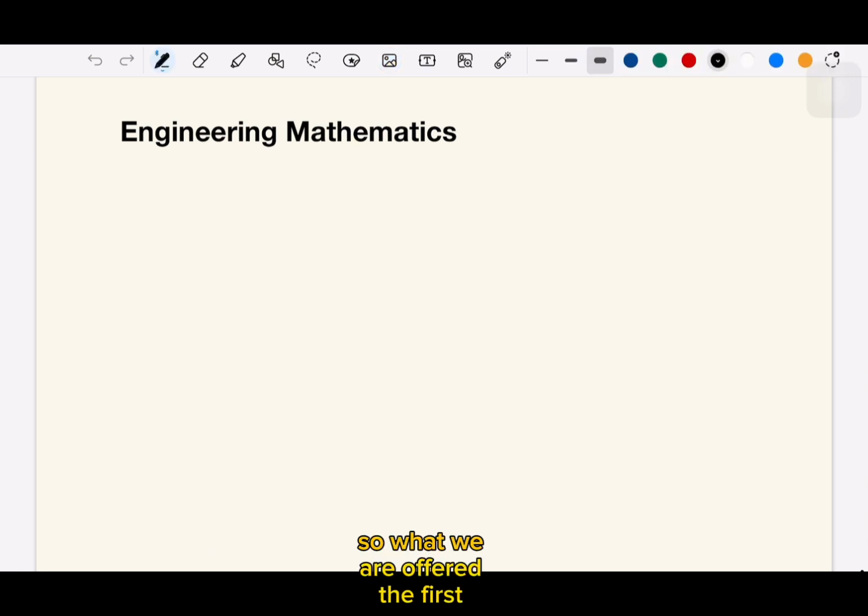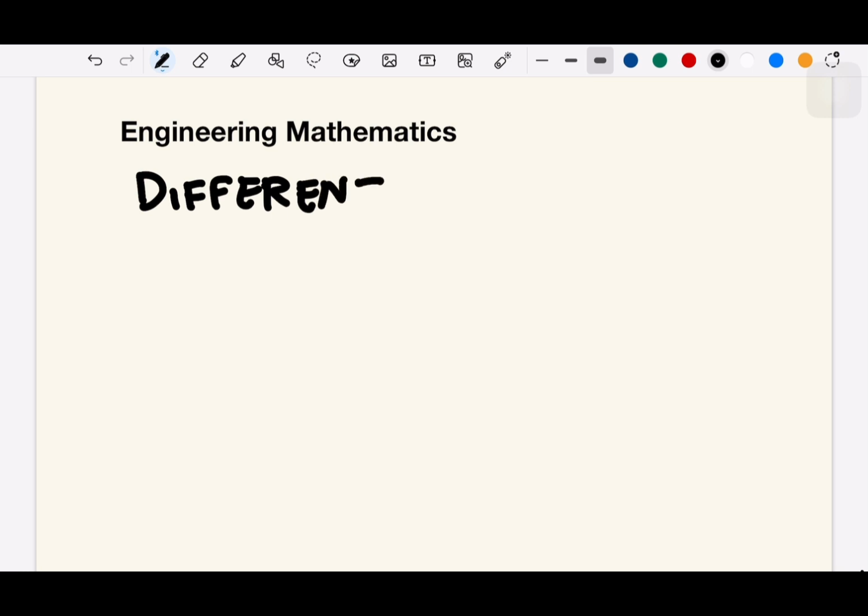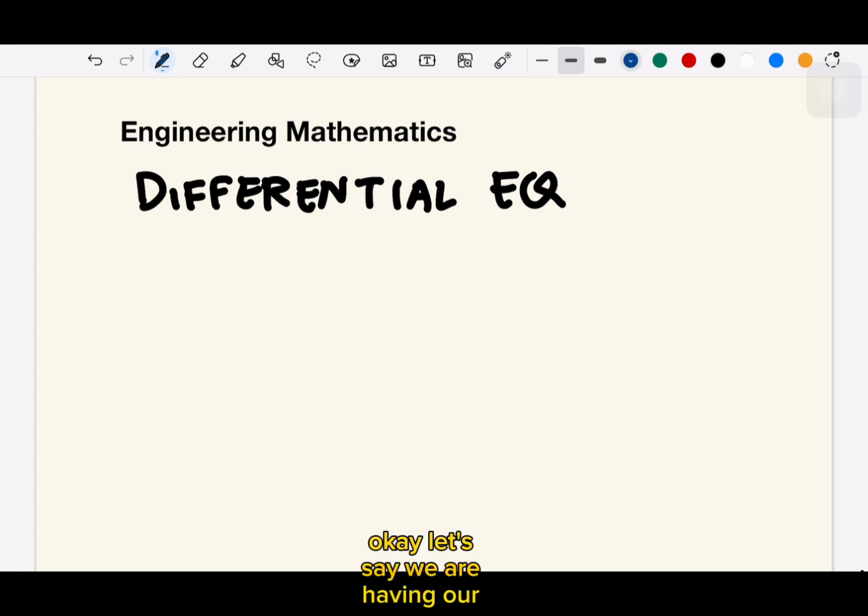So what we are covering, the first step is the ordinary differential equations. So let me write here, differential equation, I think too thick. Okay, let's say we are having our functions, let's say f of x. Let's say y equals f of x. So we define y as a function of x.